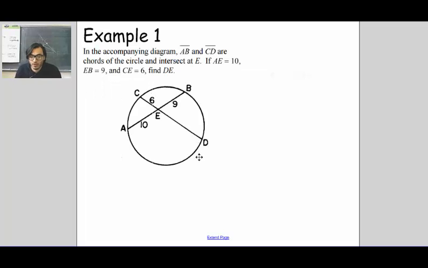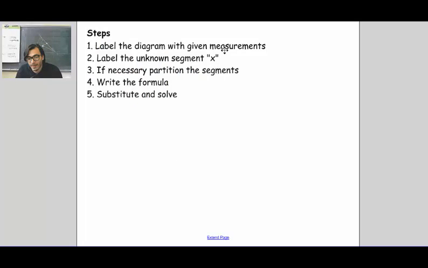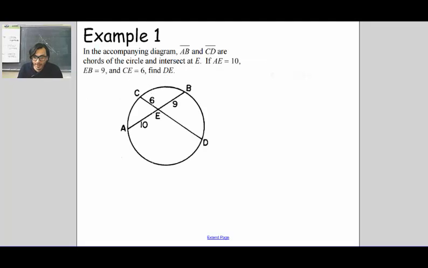And here's our first example. It says in the accompanying diagram, AB and CD are chords of the circle and intersect at E. If AE equals 10, EB equals 9, and CE equals 6, find DE. So if we go back to our steps, the first step is to label the diagram with the given measurements, which is already done for us. Our second step is to label the unknown segment X. So I'm going to go ahead and label DE X.